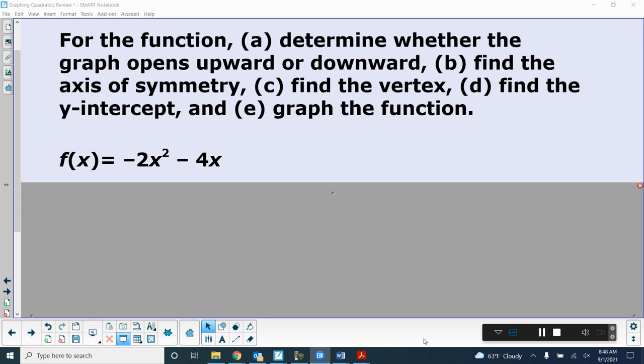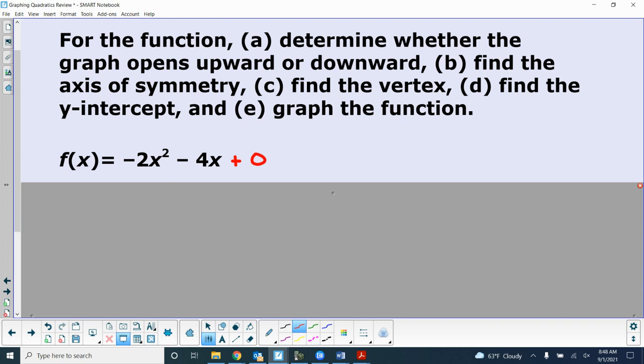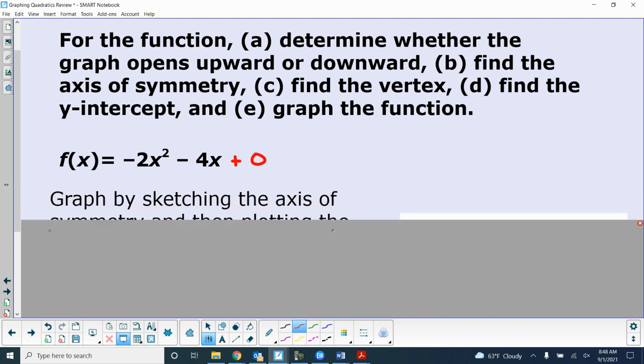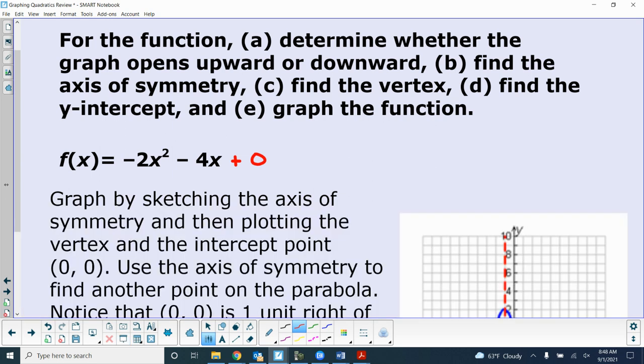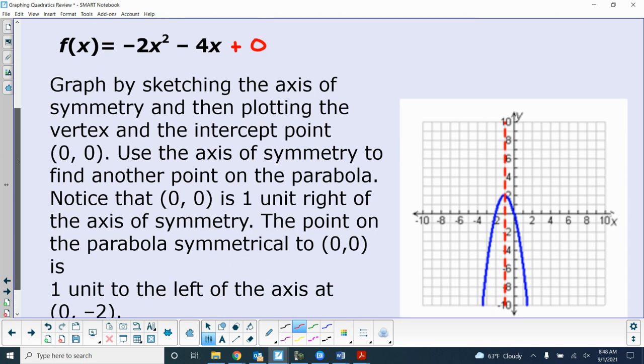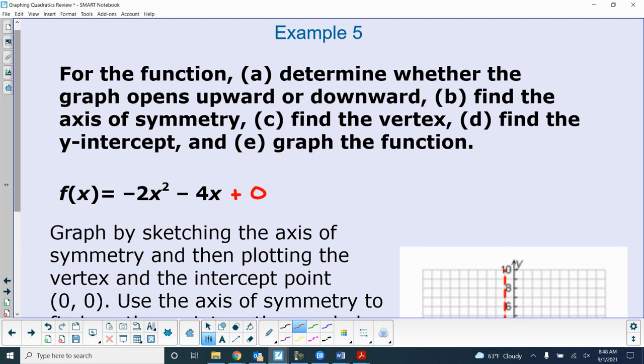Zero. Zero. Okay? If you need to write that in for your C, go right ahead. All right? All right, so let's just do this. There's the graph, but we'll get there. So it opens down because A was negative.